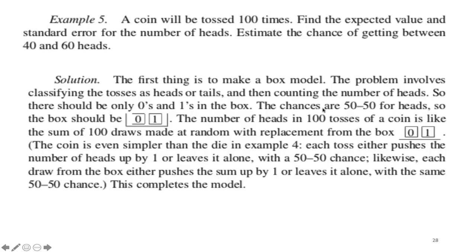So here's a box model, right? Because we're counting, that means the box model is a model of zeros and ones, and because a coin can either be a heads or tail, if we get a head, we have a count of 1. If we get a tail, we get a count of 0. And so the box model is 0 and 1: 0 for tail and 1 for head. So we get a 50% chance of getting a head.